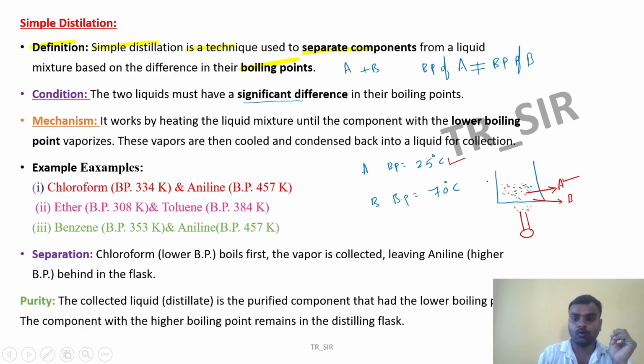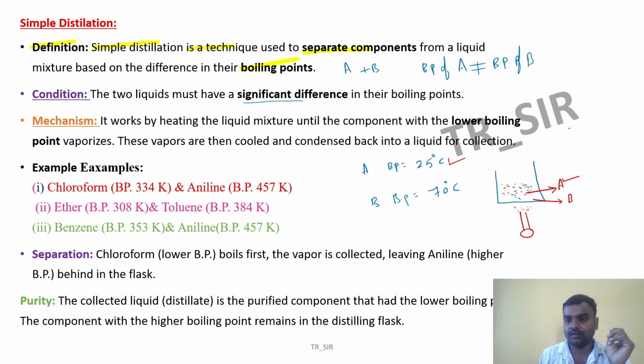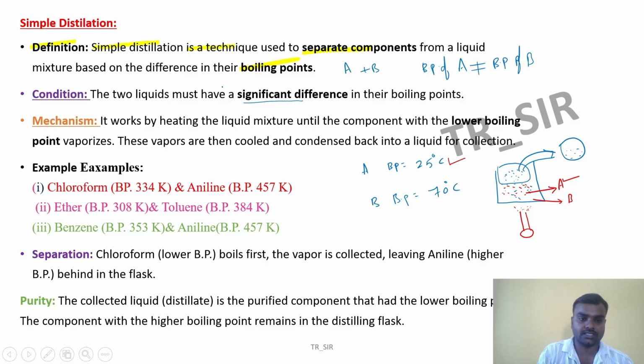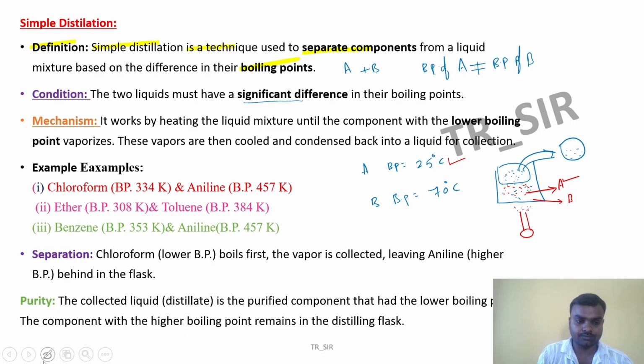When A starts boiling, it starts producing vapors. These vapors formed by A upon heating are taken into another beaker, where they are condensed to form liquid. That is the motto of this process. Now we'll discuss step by step what actually takes place. Whatever I discuss in this case, the same thing will happen in the other case.